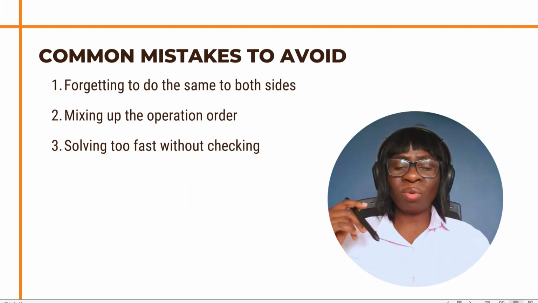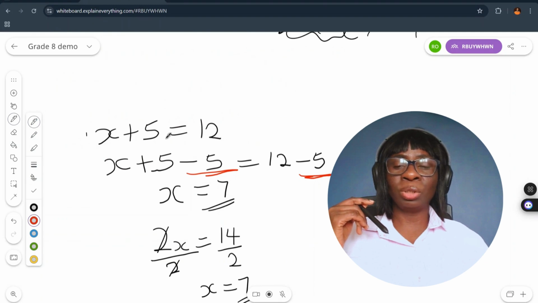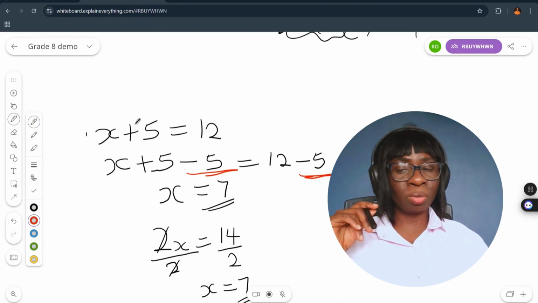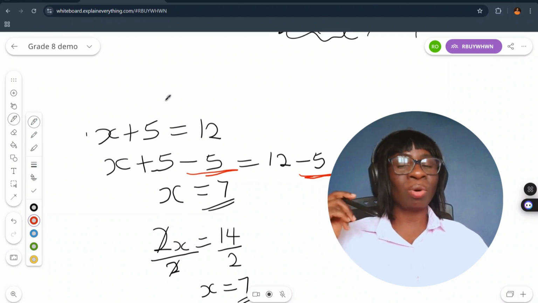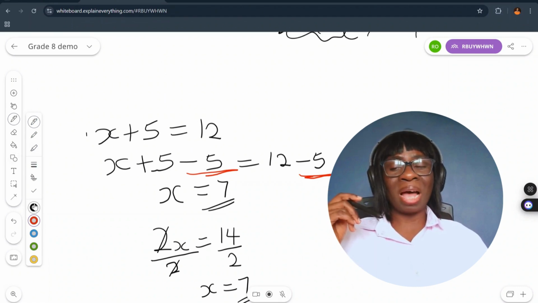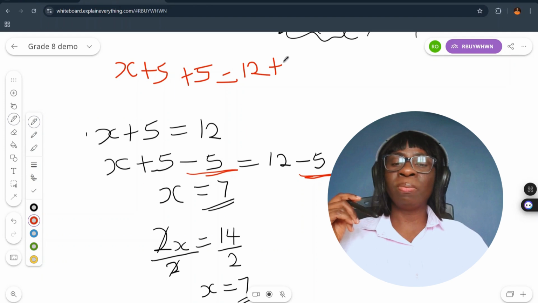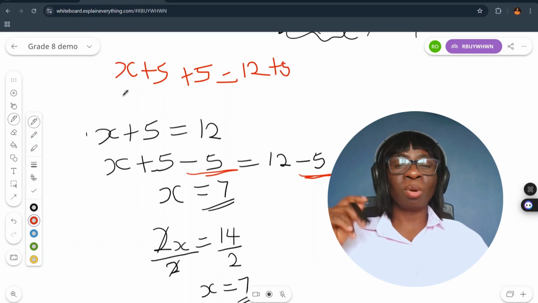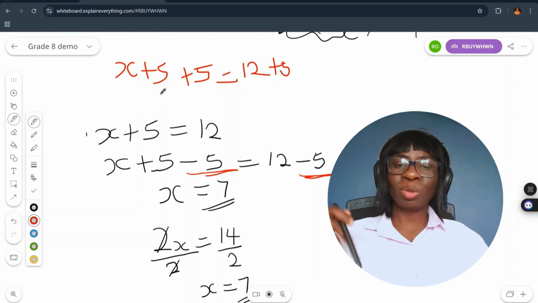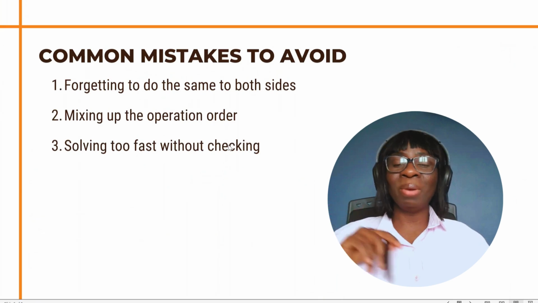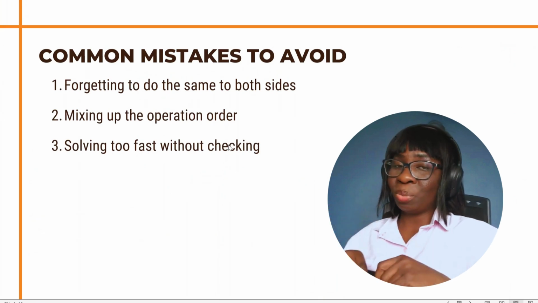Another thing is mixing up the operation order. When you are solving an equation, mind you, we are subtracting because we have plus here. You have to subtract. Don't go and add 5. If you say x plus 5 plus 5 equals 12 plus 5, then you'll be making a big mistake because x plus 5 plus 5 will give us x plus 10. So you'll be complicating the equation. So when you are solving, make sure you don't mix up the operation order.